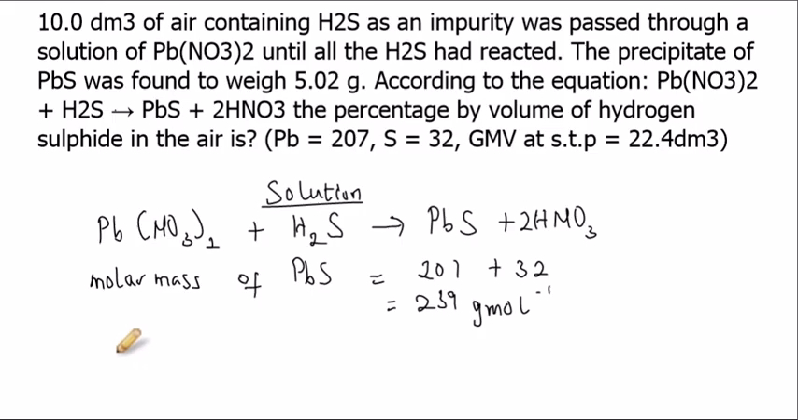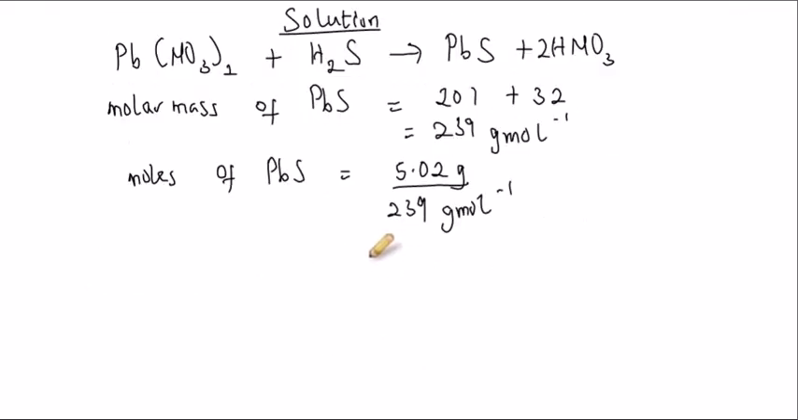So for the moles of lead sulphide, that's mass over molar mass. The mass is given to be 5.02 grams divided by the molar mass, which is 239. Calculating this, we have 0.021 and the unit moles. So we've gotten the number of moles of lead sulphide. Let's go back to the equation above.